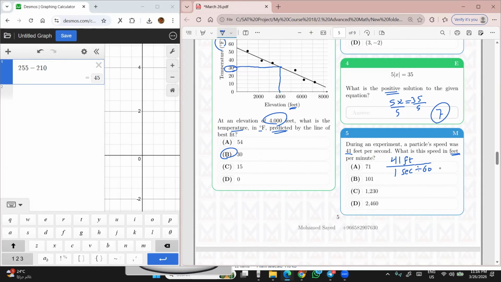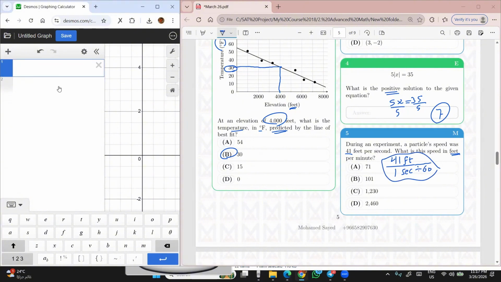And now this is the part that we need to write. So we can make a fraction bar. Of course, we do not need to write the units now because we know that this is feet per minute. Above in the numerator, write 41, and in the denominator, write 1 divided by 60. We can write it with a fraction bar, that's okay. Or maybe you can write it like this.